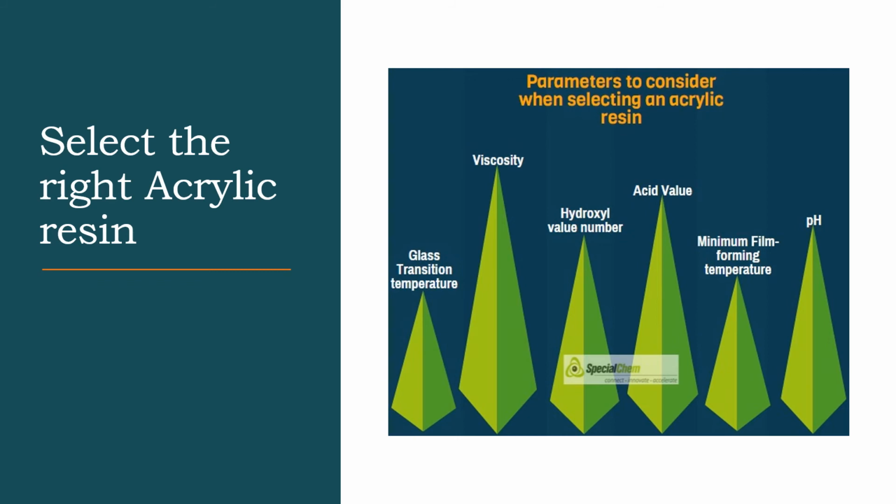The first one is glass transition temperature, then viscosity, then hydroxyl value, then acid value, then minimum film formation temperature, then pH. These six parameters you have to identify and consider before selecting any kind of resin for your formulation. I think that would give you a perfect decision on whether you have to select this resin or not. So we'll go through each one by one.